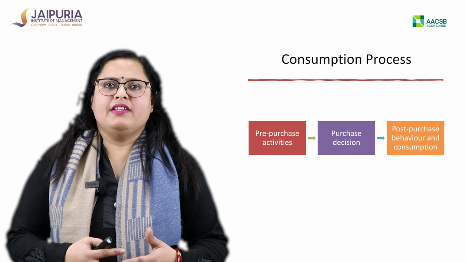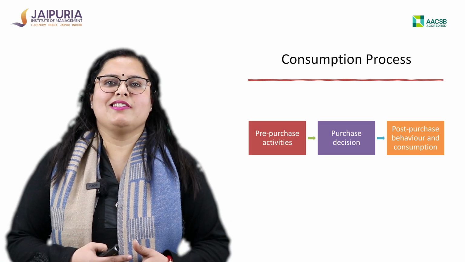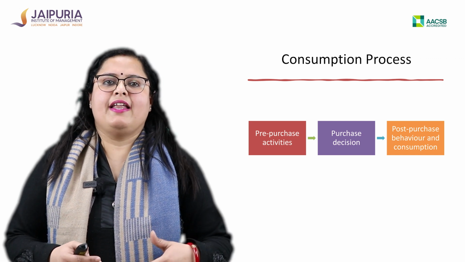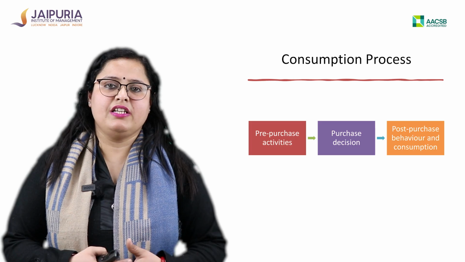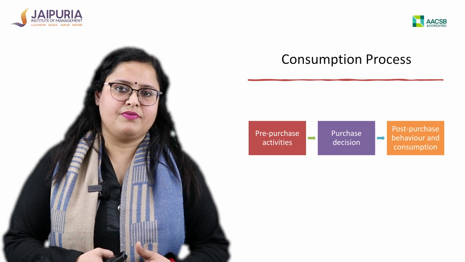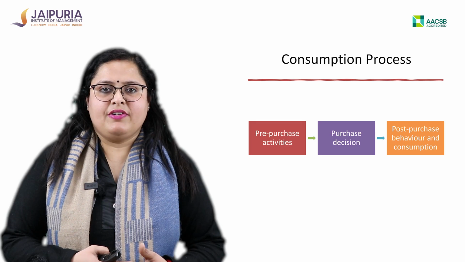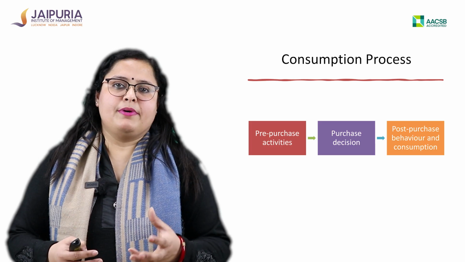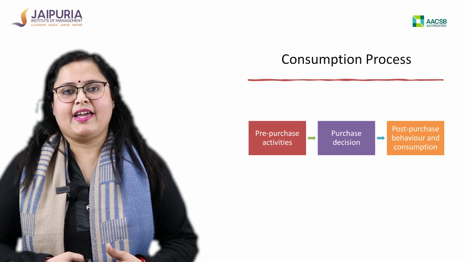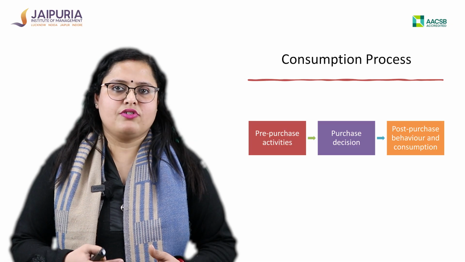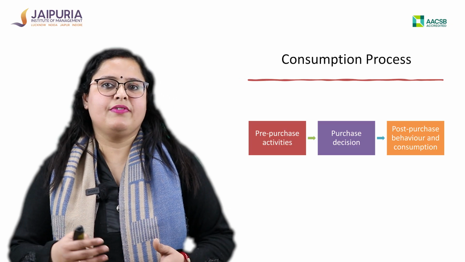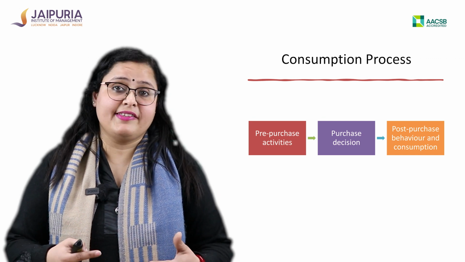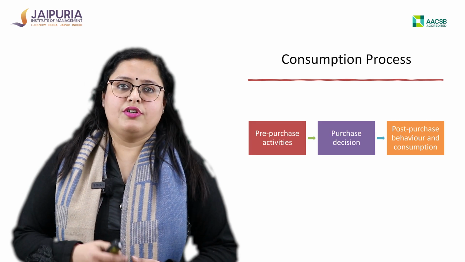Overall, in the consumer behavior subject, we will be discussing the consumption process, and this consumption process is divided into three different stages. First, pre-purchase activity, which involves need recognition, information search, and evaluation of alternatives. Once you evaluate the different alternatives, it is driven by the purchase decision. So you as a consumer will decide whether you will purchase that particular product or not. And once you purchase the product, it is followed by post-purchase behavior and consumption. So whether you are feeling happy, satisfied or dissatisfied with the use of that particular product.